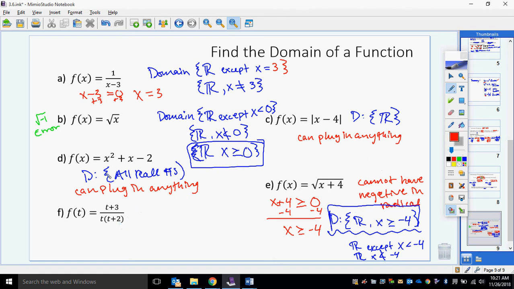Well, I see a fraction, so I'm thinking, okay, well, this bottom part can't be 0. So let's figure out what numbers make this bottom part equal to 0. So if I figure out what numbers make it equal to 0, then I know I don't want those in my domain, right? Because I cannot have 0 in the denominator.